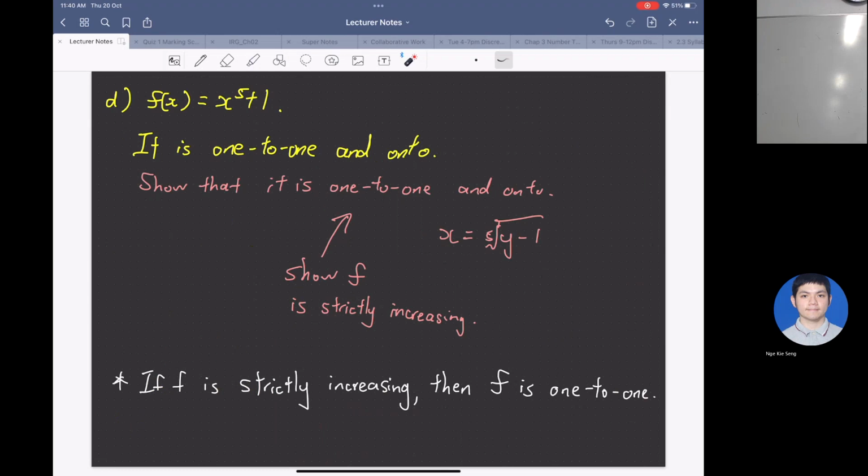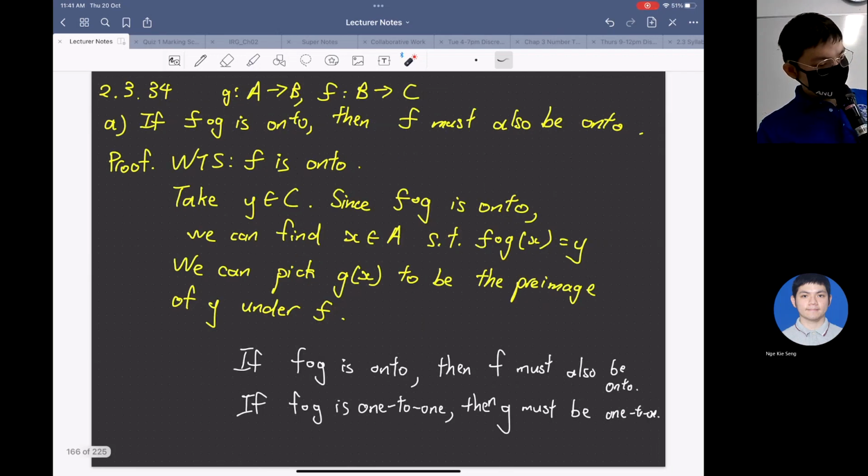D, x to the power 5 plus 1, is 1-to-1 and onto. So why is it 1-to-1? You can show that f is strictly increasing. And then why is it onto? You just find the pre-image, like how you find it for the previous function.